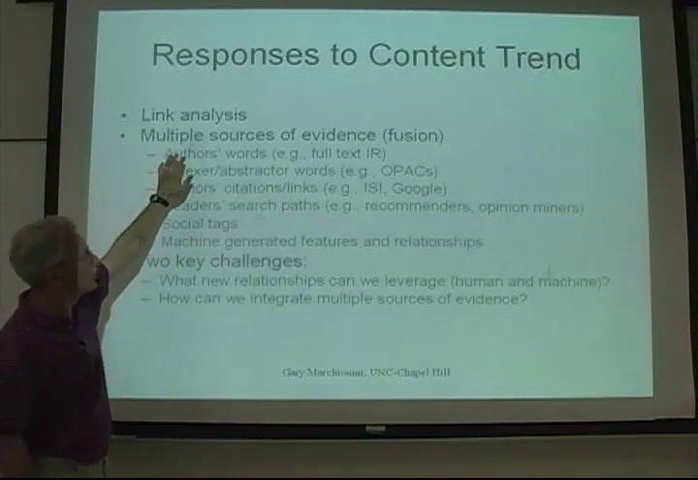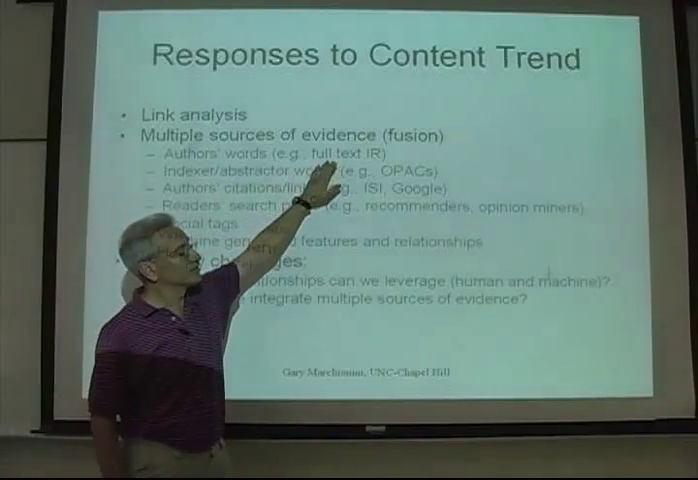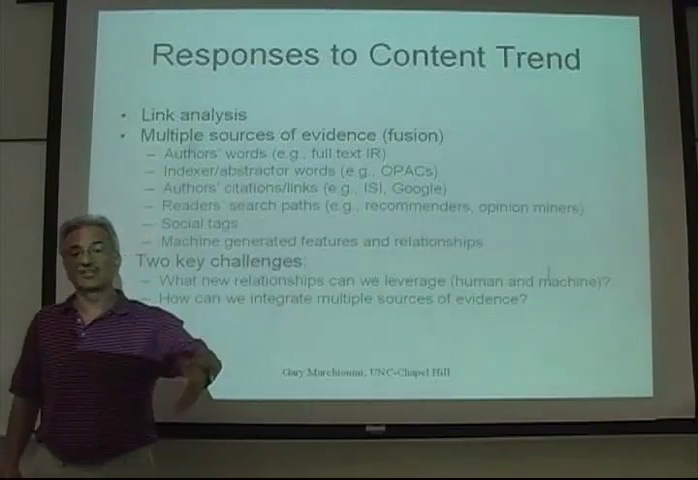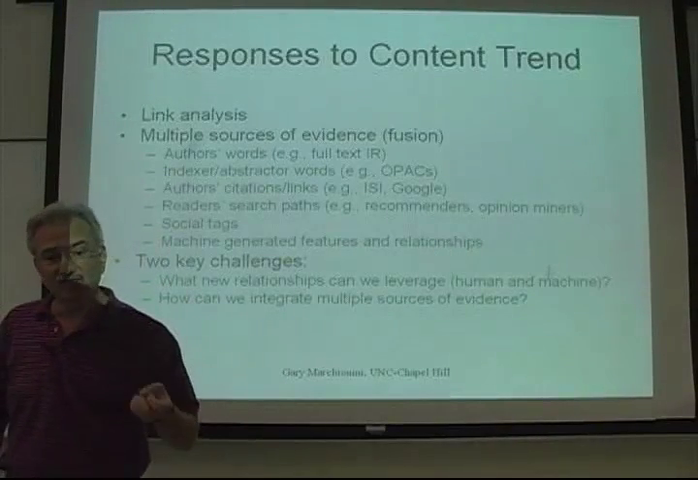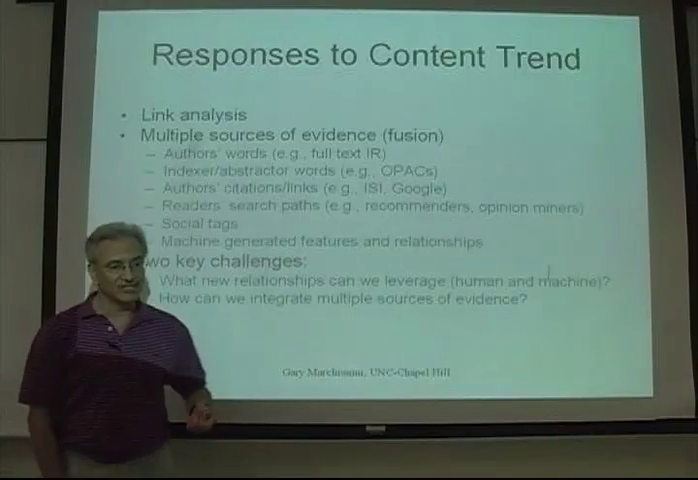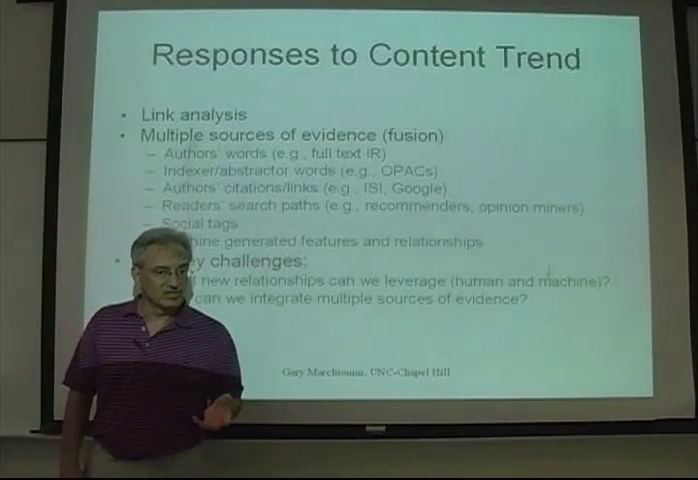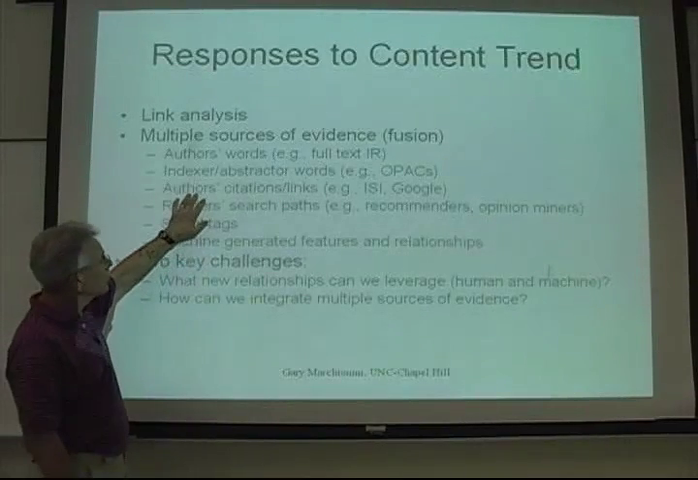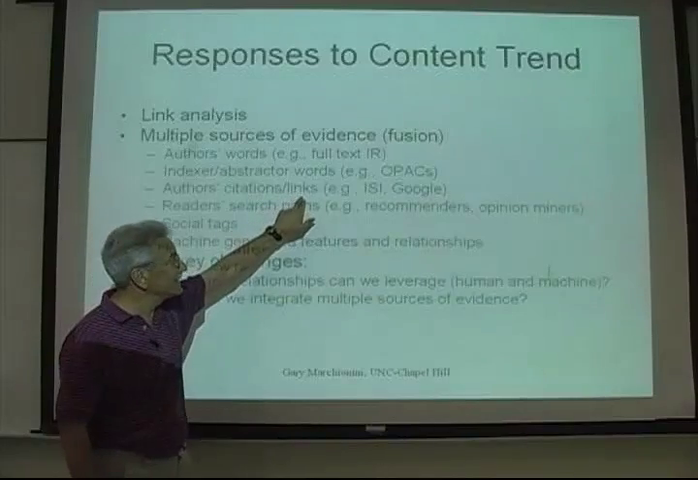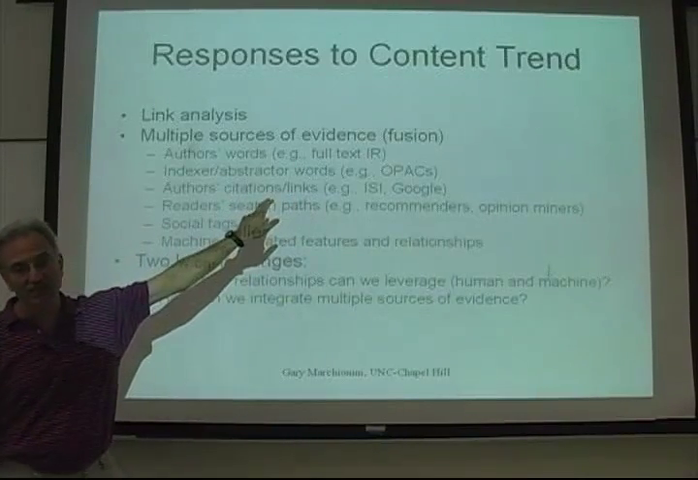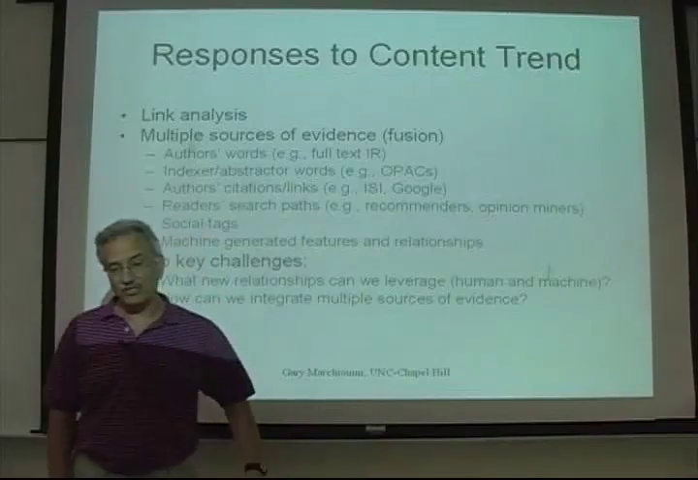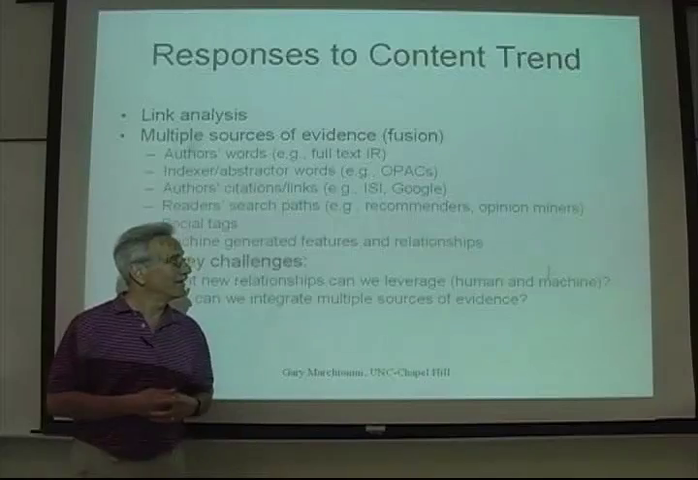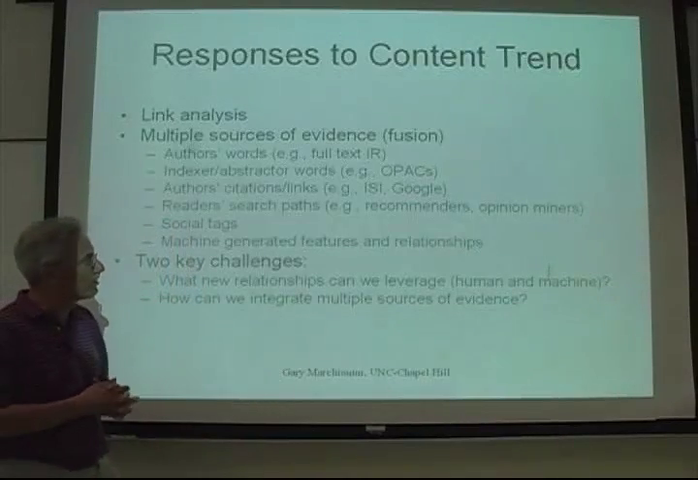Classical sources of evidence: the author's words, which led us to the full text retrieval capabilities. Indexer or abstractor words, these were the classic bases for online public access catalogs and the workhorse retrieval systems of the 60s, 70s, and 80s. The author's actual citations or links, in the case of citations, the Institute for Scientific Information's citation indexes have long been used to enhance queries and do citation programming, for example.